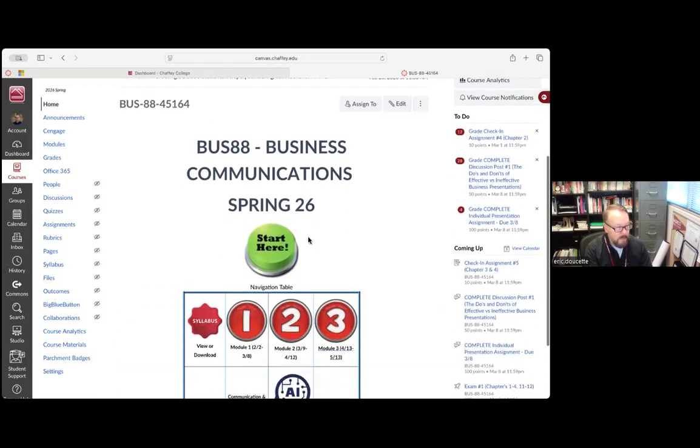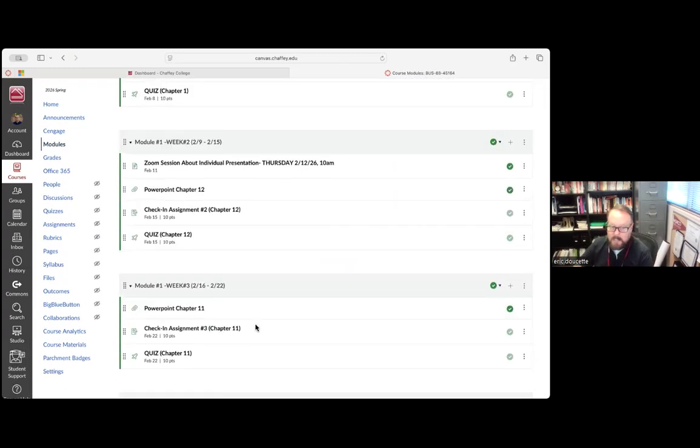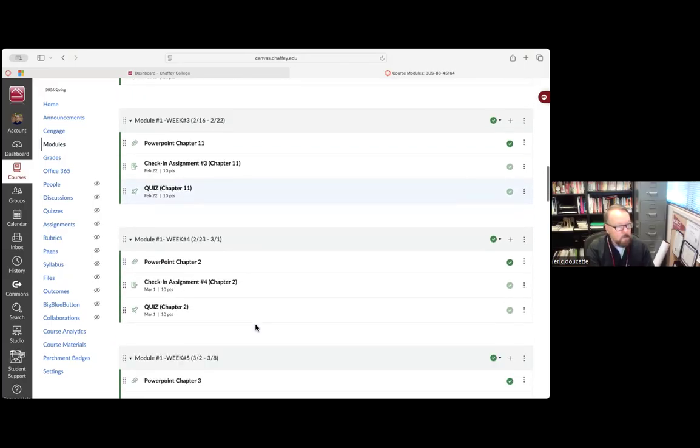So here we are in Canvas. We are in module number 1. So yes, module number 1 ends this week, which means that your individual presentation and your do's and don'ts of business presentations ends this Sunday. We'll be shifting gears next week when we get into actually writing some business documents. That'll be starting next week, and that's module number 2. So we're ending module number 1 this week. So I'm going to scroll down here.